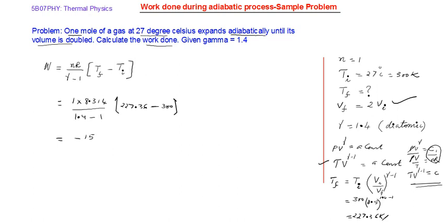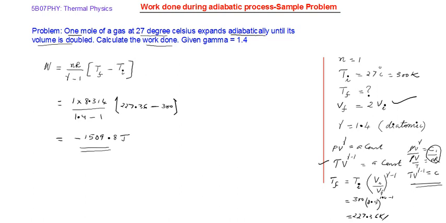You will get this answer equal to minus, there is a negative sign because here you can see TF is less than Ti, so there will be a minus sign, minus 1509.8 around this many. Do not forget to give the proper units, this many joules. So this is the adiabatic work done during the process of expansion.